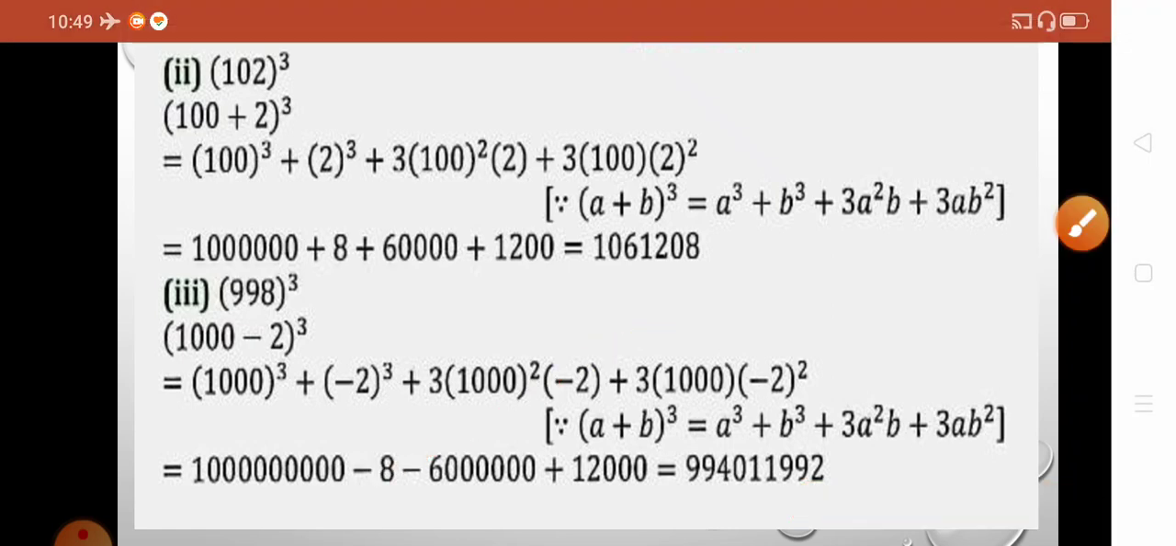In this way you have to learn the identities and you can simply solve the given questions based upon the identities. It is very easy. So learn each identity and then try to solve the questions.